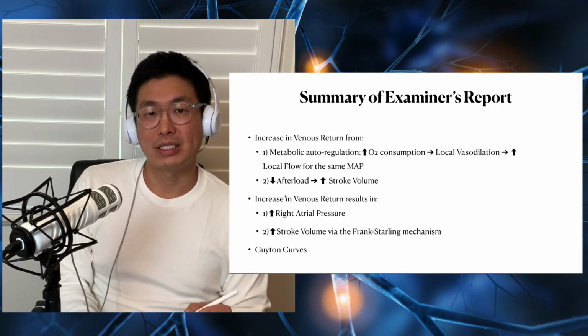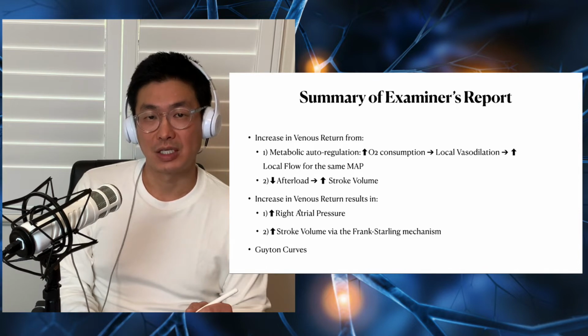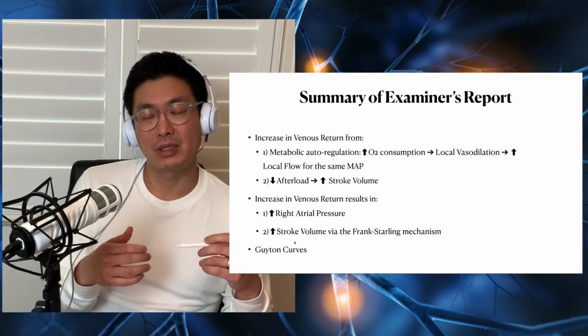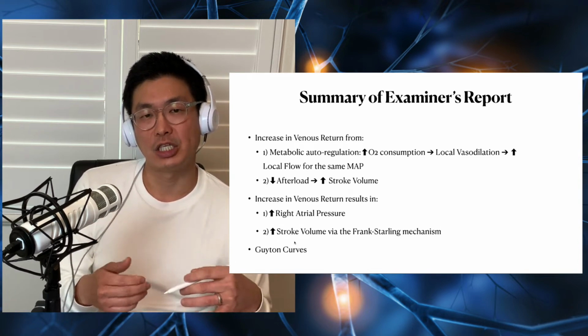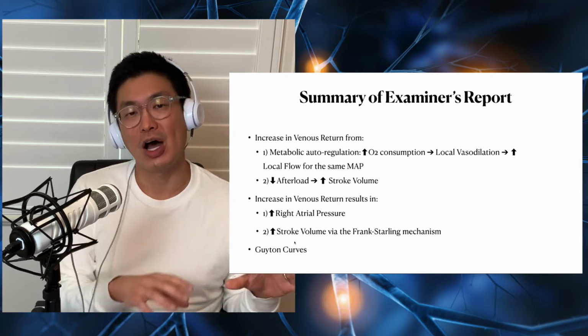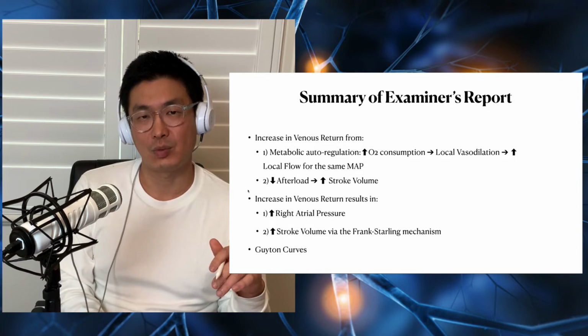The other main point is that an increase in the venous return results in an increase in right atrial pressure, as well as an increase in stroke volume via the Frank-Starling mechanism. And then the third thing is that we need to draw Guyton curves to illustrate these points. And you can see the difficulty or the challenge here is that when we do draw those Guyton curves, we want to be able to tie it into these concepts here. And I think that that's where the challenge of the answer lies.